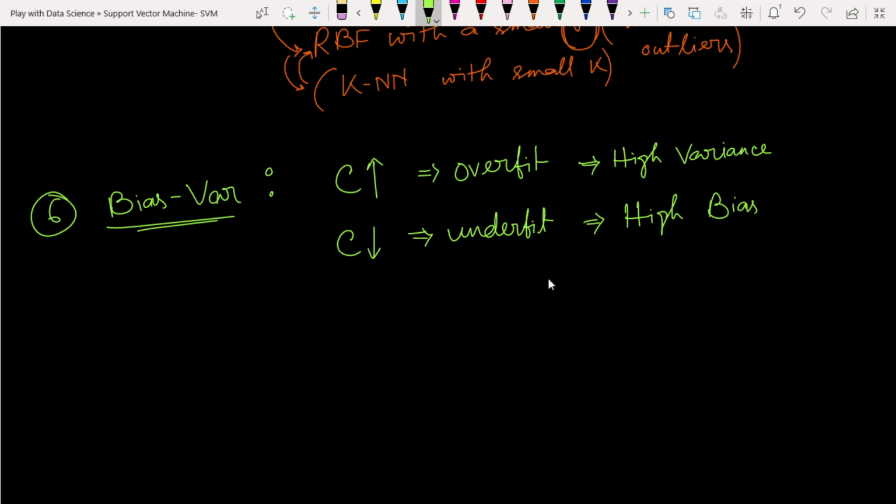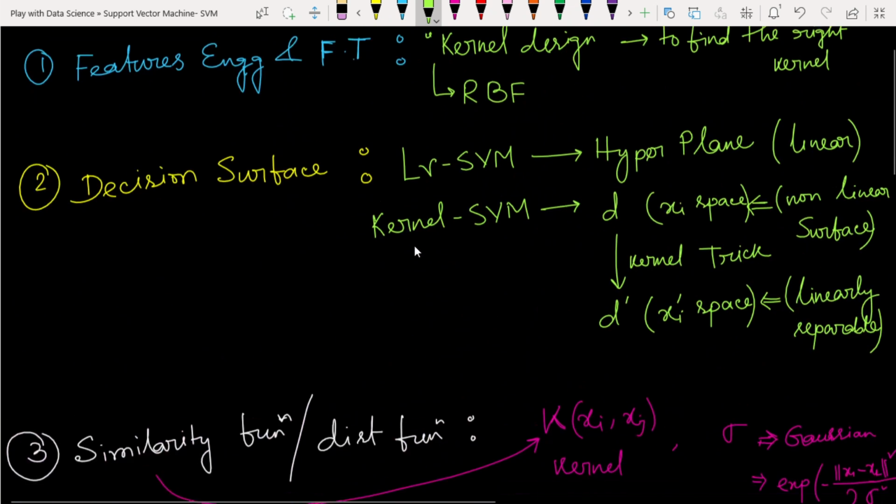And similarly we see RBF SVM. Remember the radial basis function SVM. There we have two parameters, C and sigma. This C is coming from our loss function hyperparameter, and this sigma is coming from our RBF.